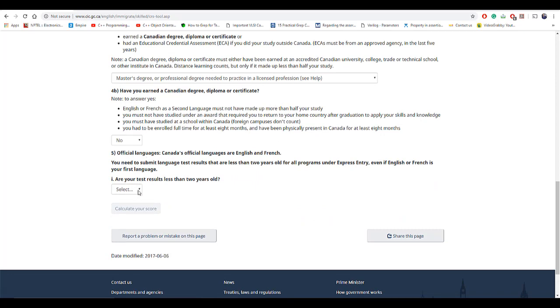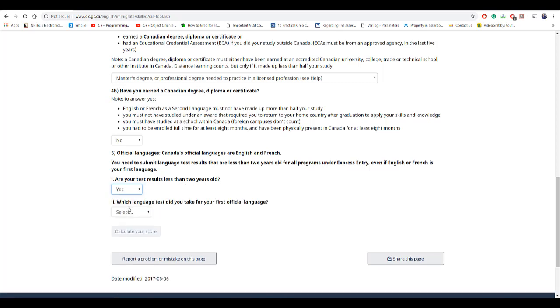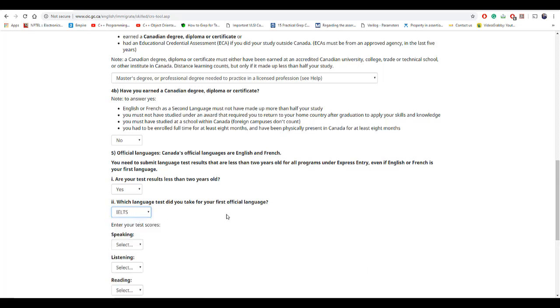Official language. Canadian immigration officers will be accepting two languages. One is IELTS, one is CELPIP, and those tests should not be more than 2 years old. If they are, then you need to retake it. So in this case, are your test results less than 2 years old? Yes. Which language test did you take? CELPIP General, or IELTS. The most popular one is IELTS. Even I chose to do IELTS. That's why I've chosen it here.